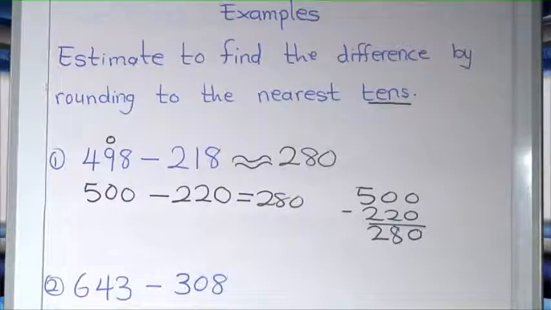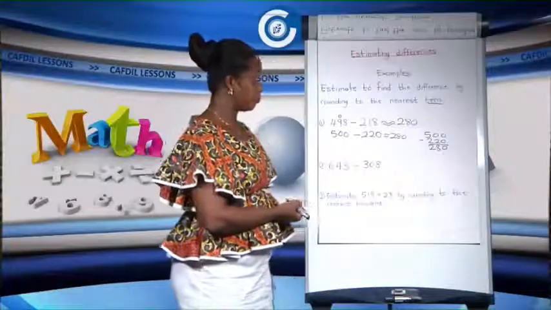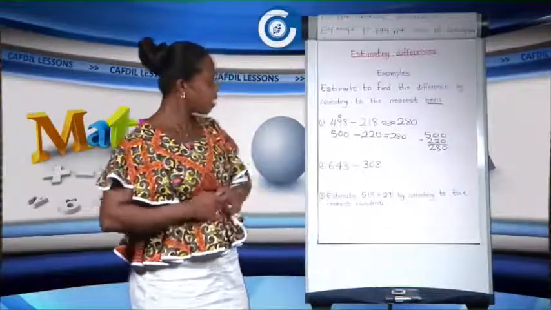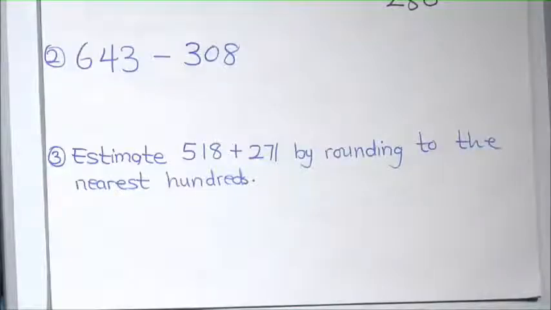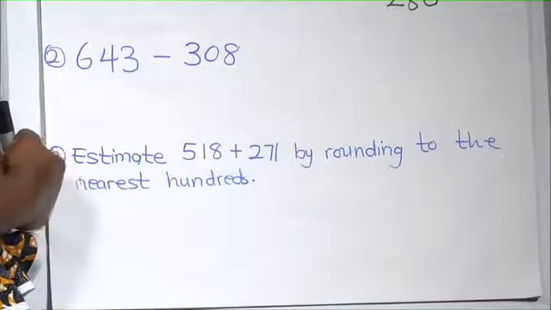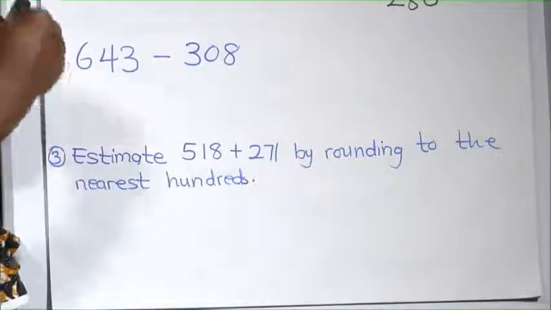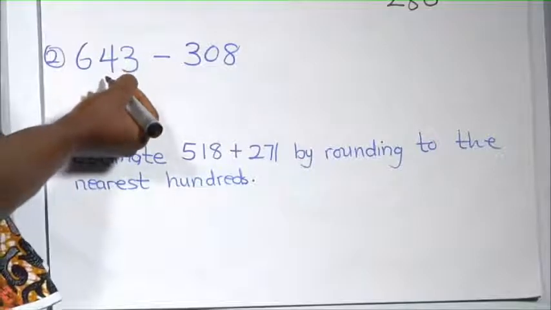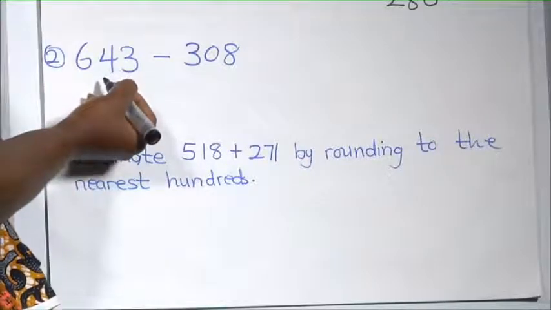Let's do this one. 643 minus 308 to the nearest tens. What do we do? We are going to round them, either up or down. So let's check. To the nearest tens. We have found our number, which is 4, at the tens place. Now we want to round it.